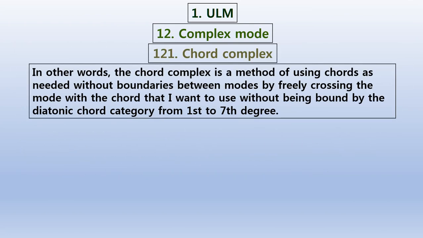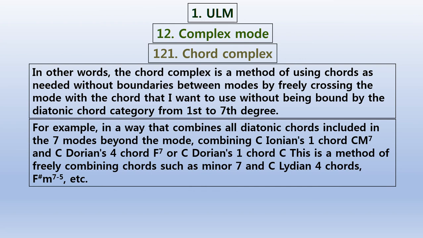In other words, the chord complex is a method of using chords as needed without boundaries between modes, freely crossing the modes with the chord that I want to use without being bound by the diatonic chord category from 1st to 7th degree. For example, it is a way that combines all diatonic chords included in the 7 modes beyond the mode. Combining C Ionian's 1 chord C major 7 and C Dorian's 4 chord F7, or C Dorian's 1 chord C minor 7 and C Lydian's 4 chord F sharp minor 7 flat 5, etc.